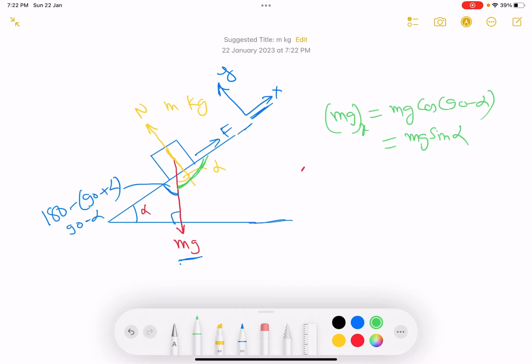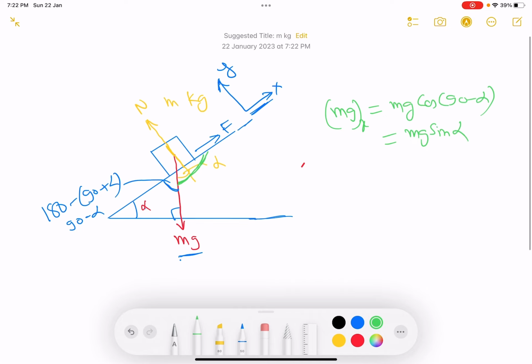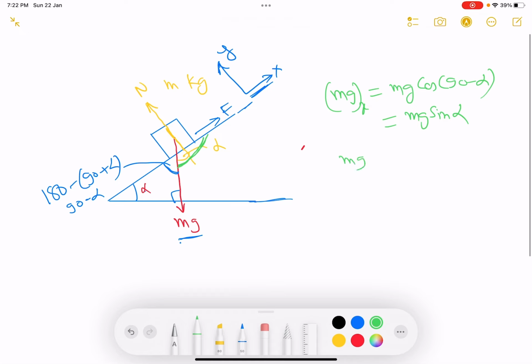Now what about the y component? So mg, let's say y. As I said, the same angle we are going to consider, but we will take the sine of that. That means it is mg sine of 90 minus alpha, and you know this is mg cos alpha. Okay, now these are the magnitudes. Now the directions, you have to give the sign for that. That you can do when you are writing the equation.